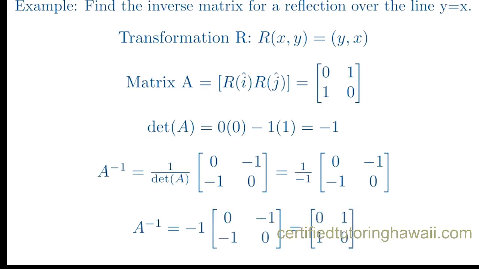It's the same matrix we started with. This makes perfect sense geometrically. If you reflect a shape over the line y equals x, to undo it, you just reflect it over the line y equals x again. Reflecting twice is the same as doing nothing. This example highlights the deep connection between matrix algebra and geometry. The algebraic inverse corresponds exactly to the geometric concept of reversing a transformation.